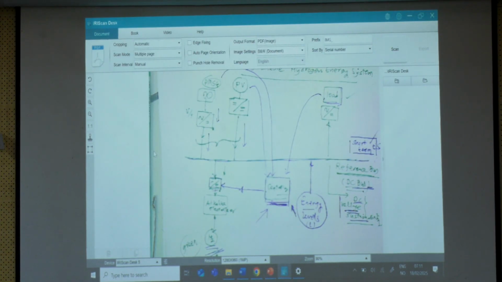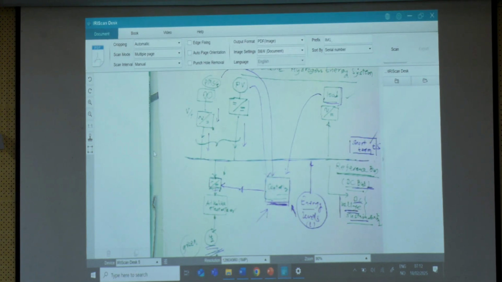So, here you can understand how your electronic engineering background is going to be useful for developing a typical case of a green hydrogen energy system. Okay. So, it is very interesting.